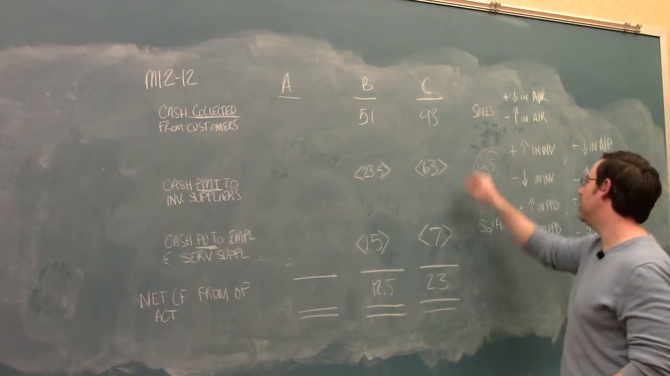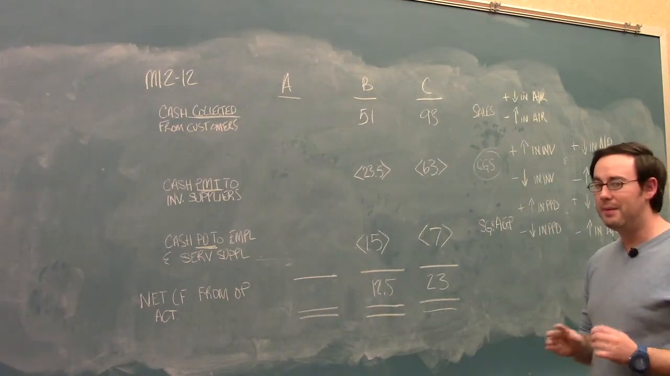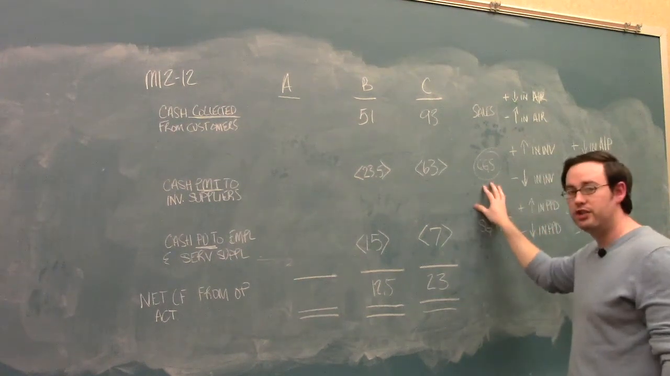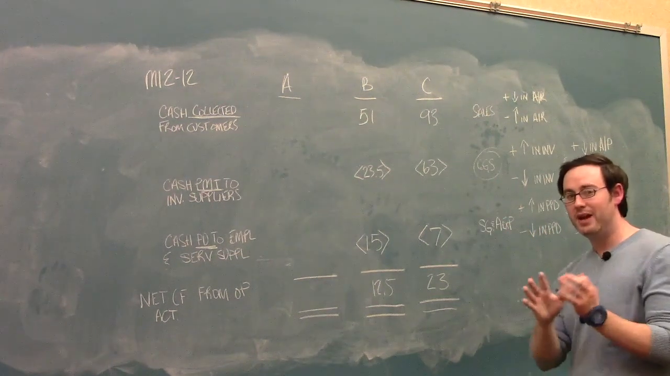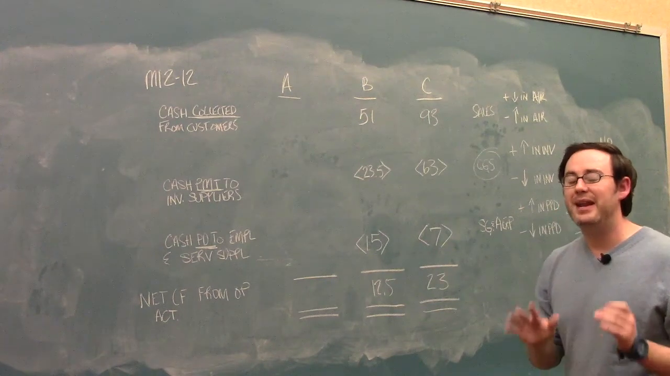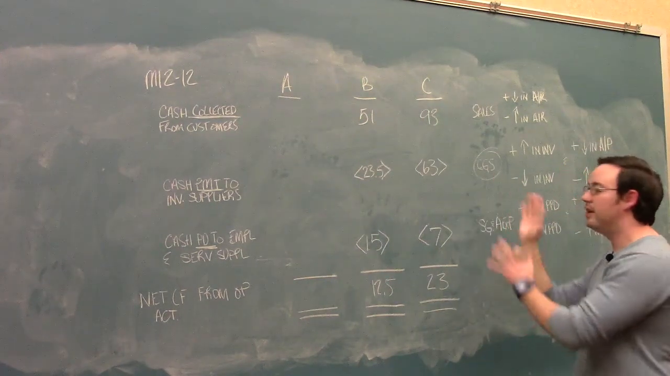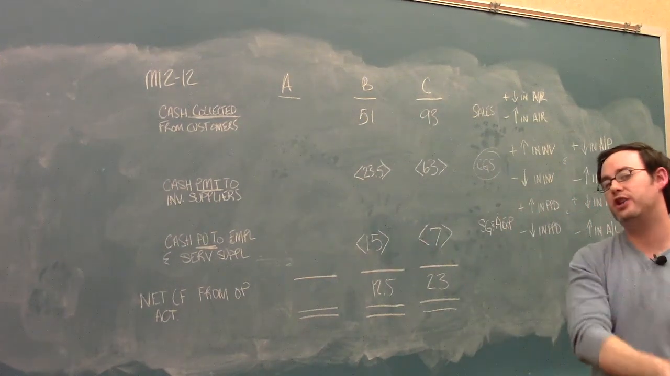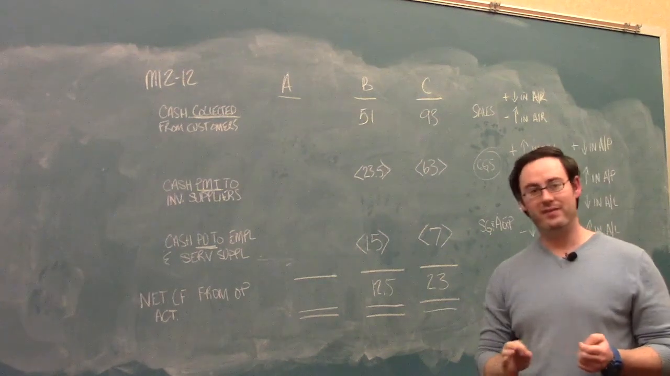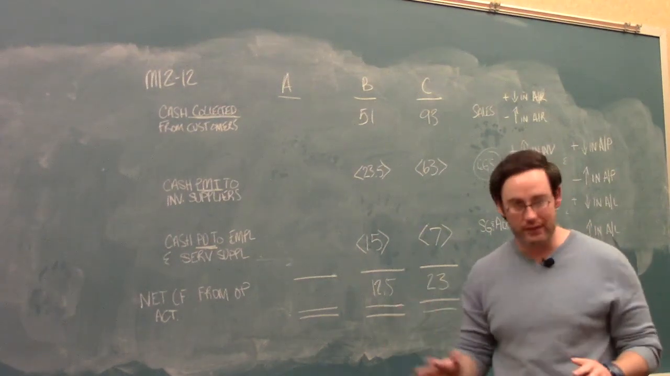The next one, the cash payment to inventory suppliers. Our starting point here is cost of goods sold. I want to make this real clear. This is cost of goods sold. And I know I'm kind of slowing down the way I'm saying that, but it has to be clear to you that this is the cost of the inventory you actually sold, not the cost of inventory altogether. It's a totally different number.